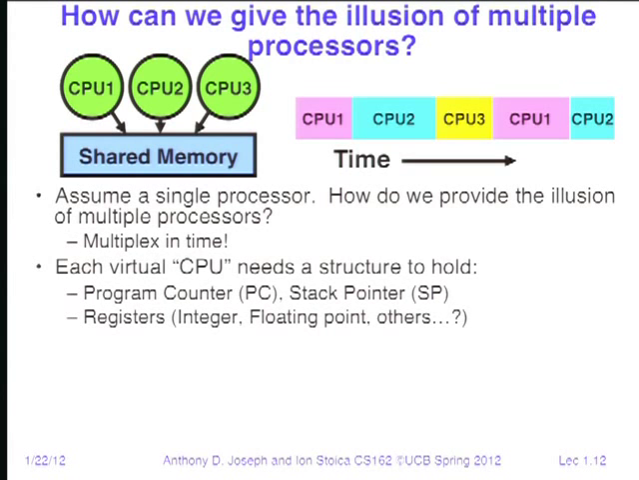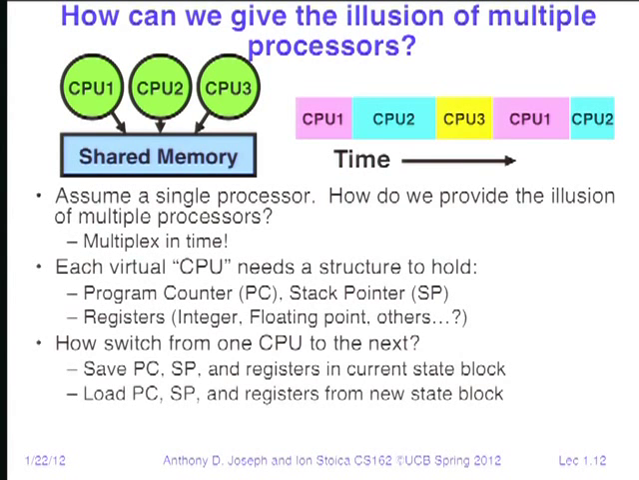So when we want to go from running CPU 1 to running CPU 2, we're going to do what's called a context switch. We're going to save all of the processor state, that's the stack pointer, the program counter, and all of the registers, in a current state block. Then we'll load the state block for the next thing that we want to run. In this case, virtual CPU 2 will load its program counter, stack pointer, and all of the registers.